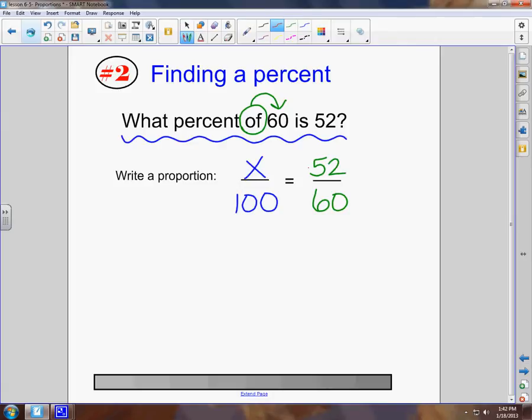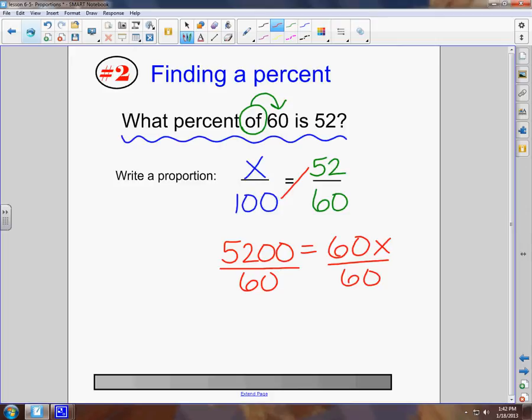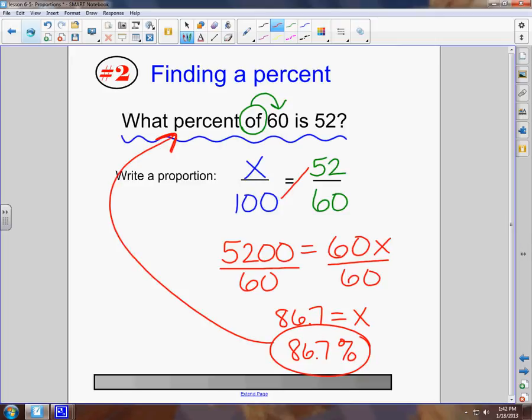So now I cross multiply. 52 times 100 is 5200 equals 60x. And then I'm going to divide both sides by 60. So 5,200 divided by 60 is 86.7. Now, this is a percent, so it's 86.7%. You always have to look back in your problem and see what they're asking for. And they're asking for a percent, so then you put your answer as a percent.